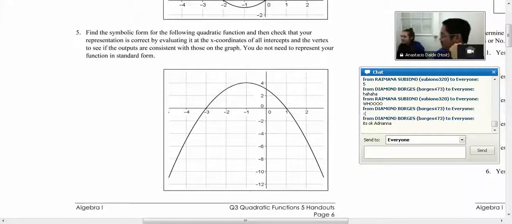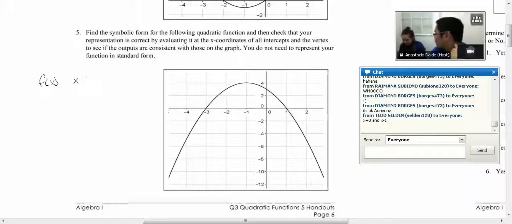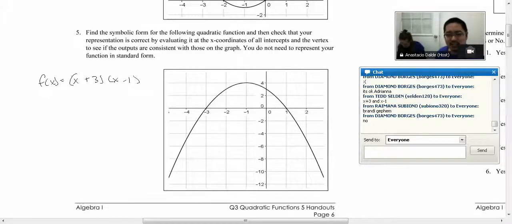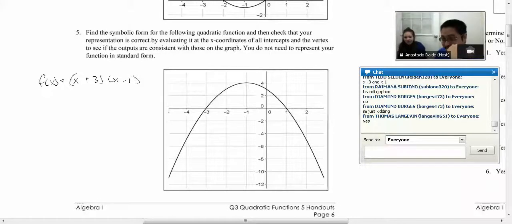Oh! Brandy's got it. Brandy says x plus 3 times x minus 1 equals that. Everyone agree? Ted says he agrees. Ted actually threw up the exact same thing. Adriana agrees. Doctor, do you concur? Diamond says no. Oh, she says she's kidding. Okay. Let's stand back for a second. Alright, what do you guys think?